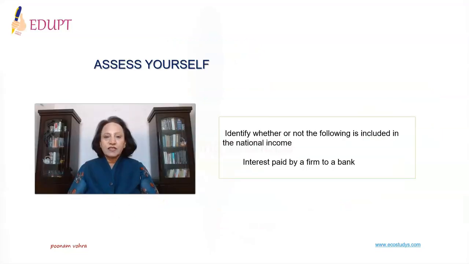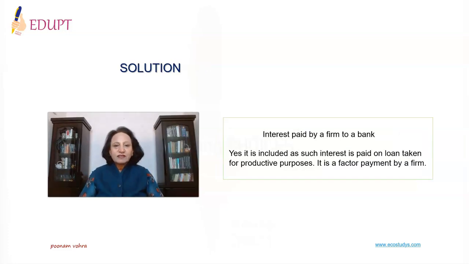Now assess yourself and identify whether the following statement will be included while estimating national income or not. Interest paid by a firm to a bank. Please check your answer. Interest paid by a firm to a bank will be included in the estimation of national income because such interest is paid on the loan which is taken for productive purposes, as it is considered as a factor payment by a firm. So it will be included.